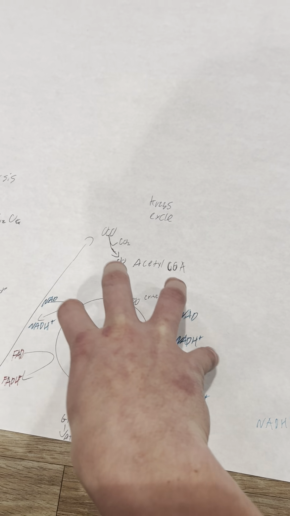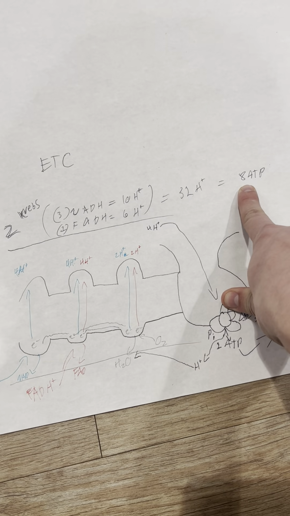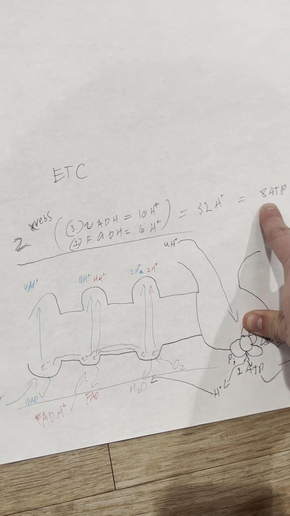So from the entire process, starting with glycolysis to Krebs cycle to ETC, it produces a net total of 2 plus 1 plus 8, which is 11 ATPs.